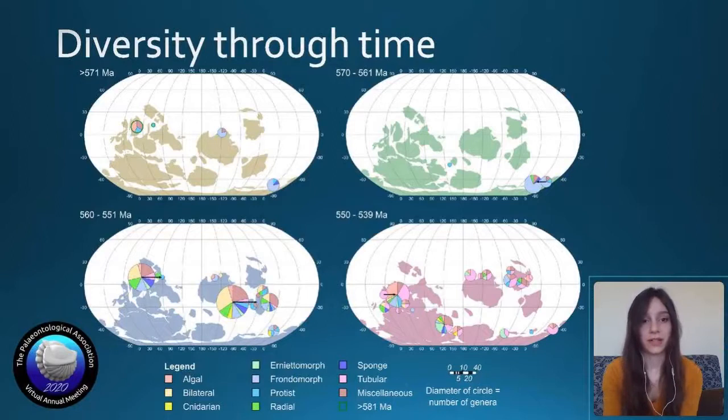So going back to our diversity through time maps, another thing that I'd like to point out to you is the apparent increase in diversity between the second time bin, which is shown in the top right map, and the third time bin shown in the bottom left map. And subsequently, a decrease in diversity in the final time bin in the bottom right.